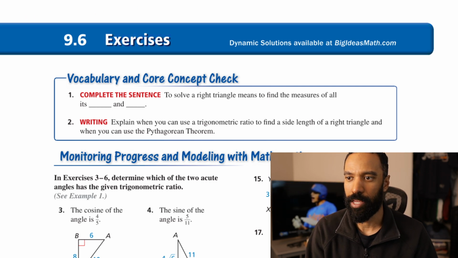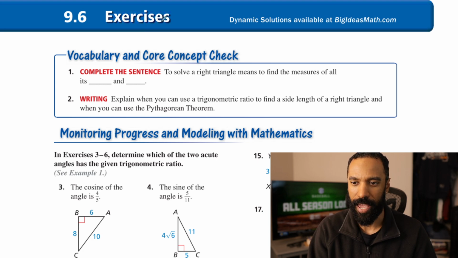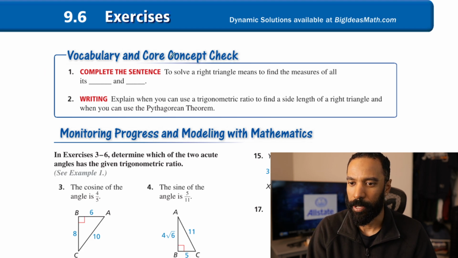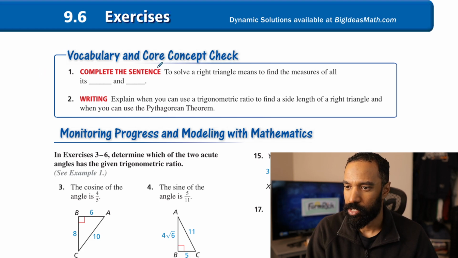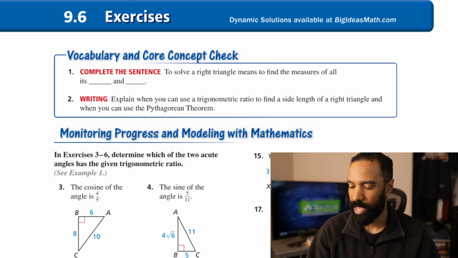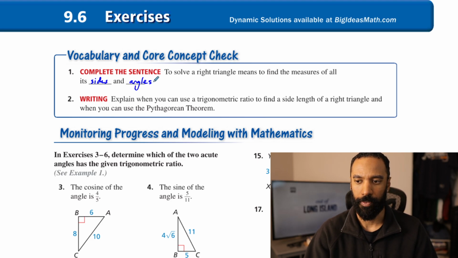Okay, that's it for the problems for the lecture portion of this. Let's go ahead and start looking at the vocabulary and core concept check before we move on to the official problem set. Number 1, complete the sentence. To solve a right triangle means to find measures of all its sides and angles. When you solve the right triangle, we find all 3 sides, all 3 angles.